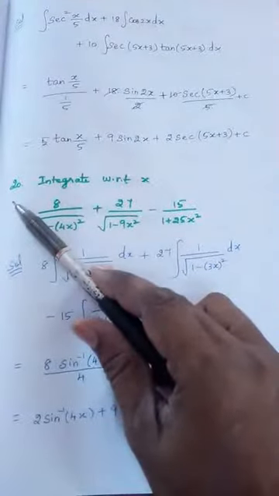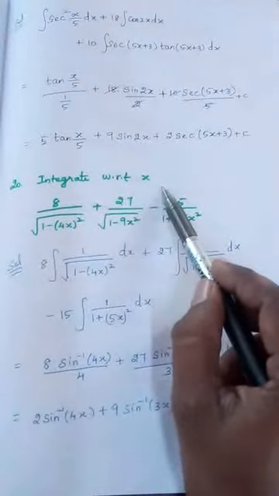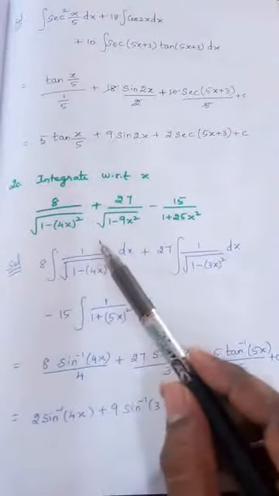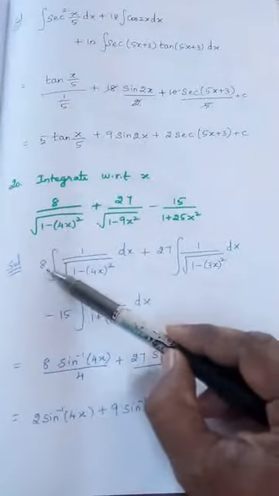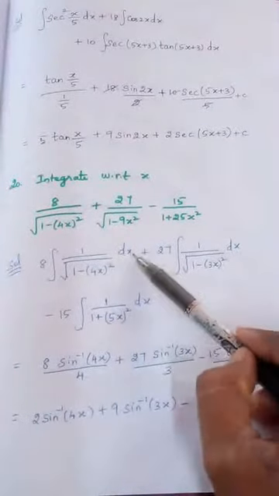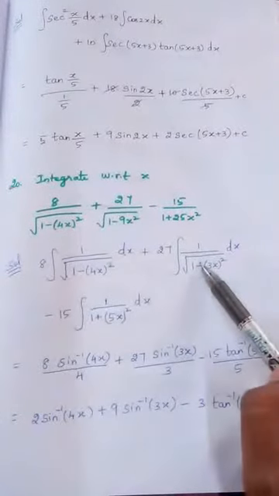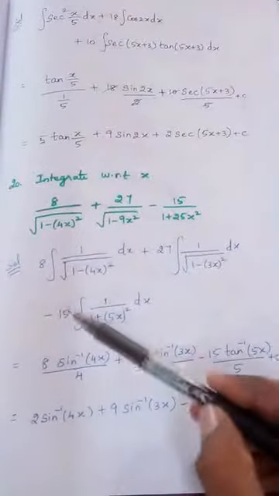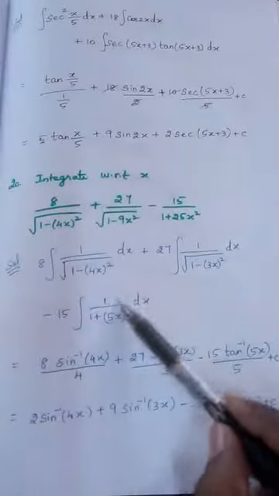Question number 20. Integrate with respect to x. Again 3 terms were given. So what we will do, for the first term put a separate integral, 8 is constant so taken outside, the balance is written and dx is written, plus second term 27 comes out, this remains, dx we have to write, minus 15 is constant, so minus 15 taken outside, integration of 1 by the remaining thing.